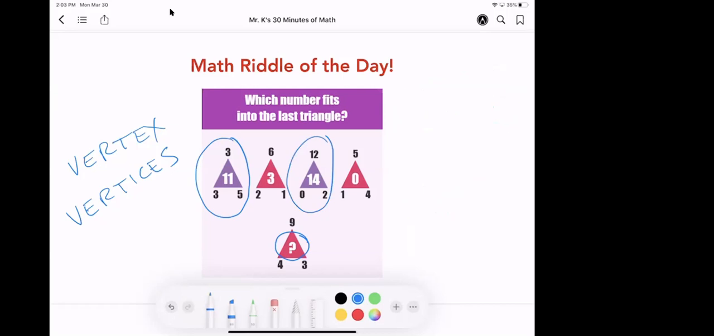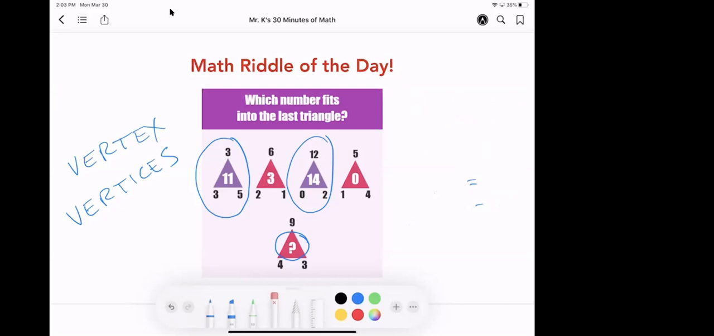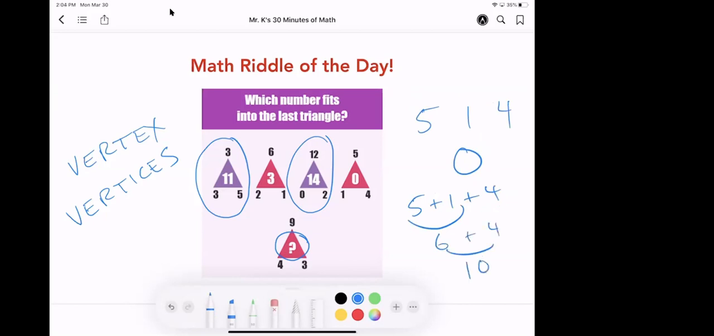All right, we have 12, 0, and 2, and then the number inside is 14. Let's try it out. 12 plus 0 equals 12. And then 12 plus 2 equals 14. Aha, that one worked. Okay, so let's try the last one. 5, 1, and 4, and then 0 is in the middle. Does this one work? 5 plus 1 is 6, plus 4 equals 10. 10 and 0. Nope, that one does not work.